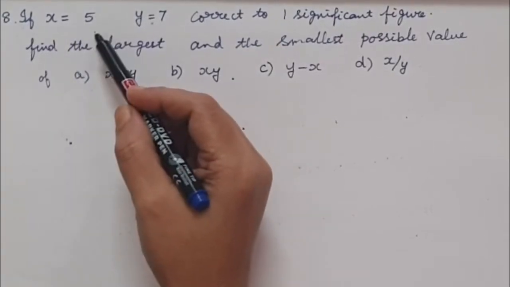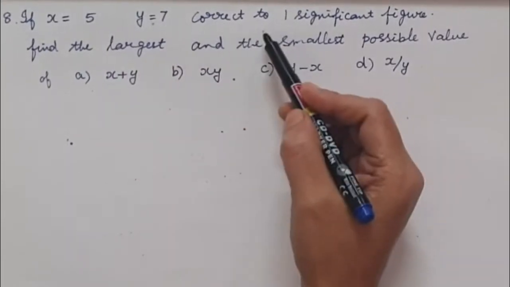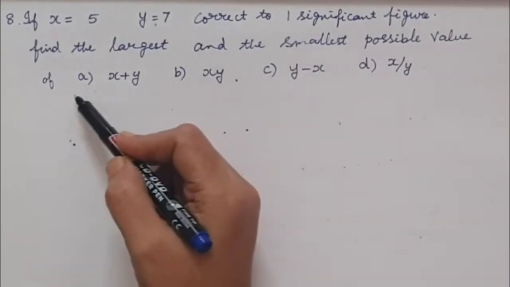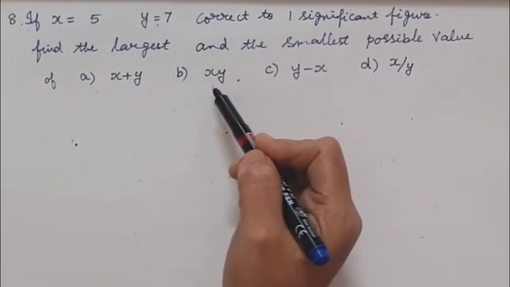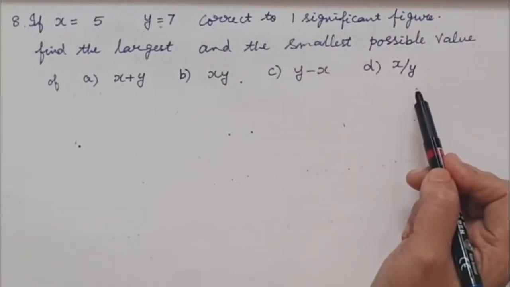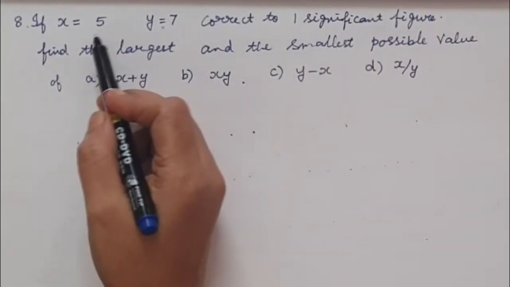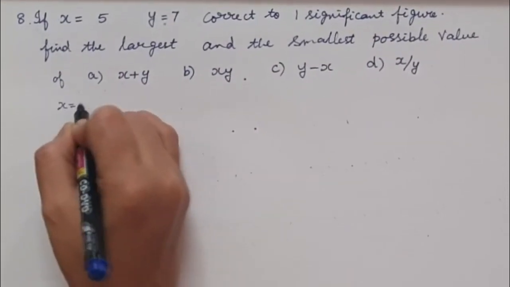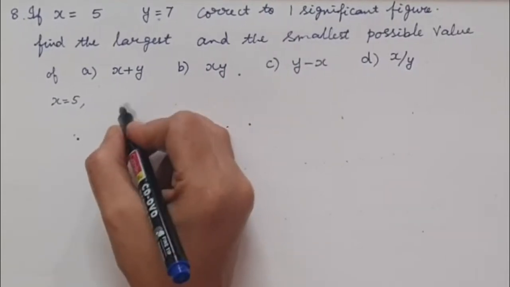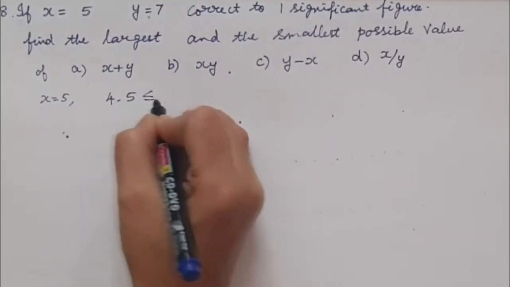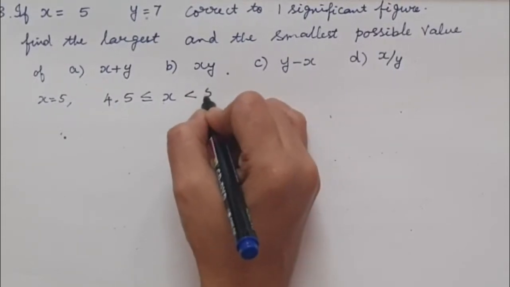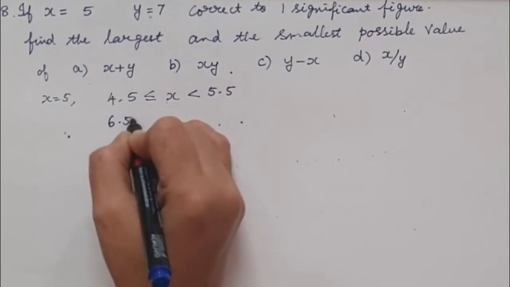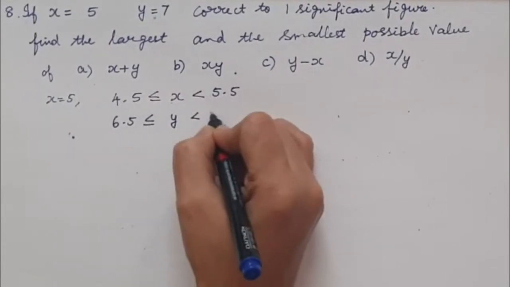Eighth question: if x equal to 5, y equal to 7, correct to one significant figure, find the largest and the smallest possible values of x plus y, xy, y minus x, and x over y. Now let us write the upper bound and the lower bound for these two values, x and y. For x equal to 5, correct to one significant figure, it is 4.5 less than or equal to x less than 5.5. In the same way for y, it is 6.5 less than or equal to y less than 7.5.